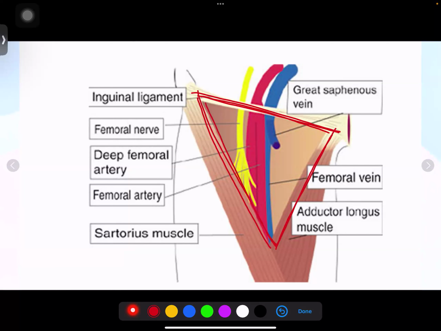So basically the triangle was formed by these three structures, okay? And then there is a roof and floor. And what it includes are these three femoral vessels, okay? So femoral nerve and femoral vessels.